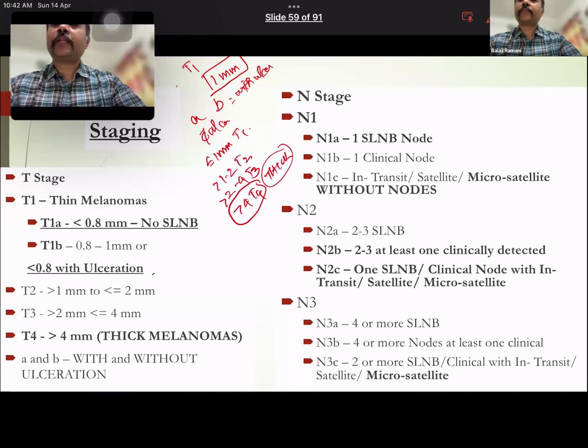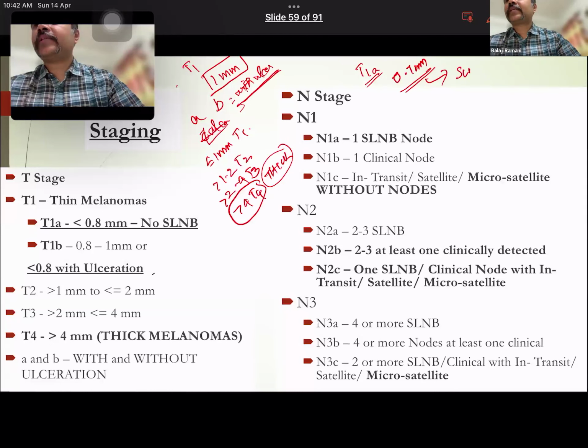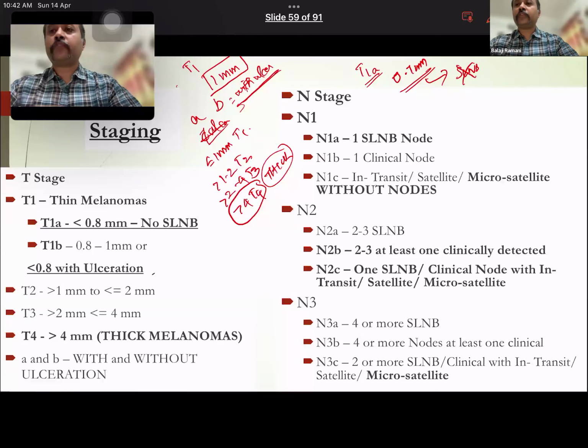And in all of this, whether it's without ulceration or with ulceration, the lesion is going to be A or B. T1 is the only one where you have a subcategory T1A, up to 0.7 millimeters. Again, without ulceration, SLNB can be avoided. There is no need for an SLNB.